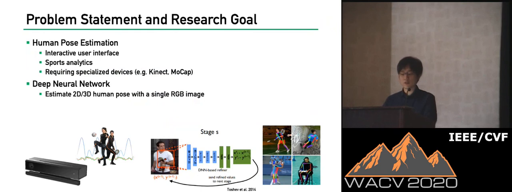Human pose estimation techniques can be utilized in various fields such as interactive interfaces for AR/VR and human motion analytics. Previous methods usually require special devices such as depth cameras or mocap suits. After the deep learning breakthrough, we can estimate human pose accurately even with a single RGB image.